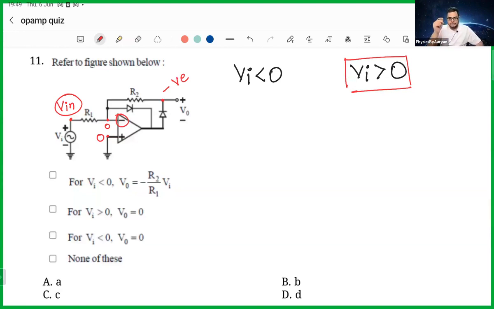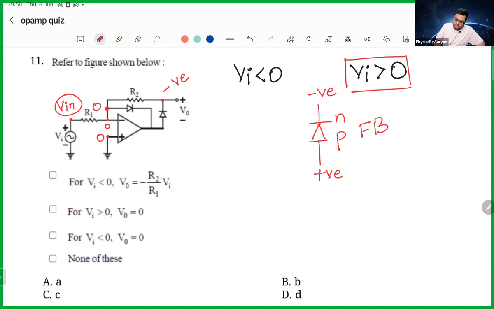Okay. If this happens, then if this is 0, obviously this is also 0. And if this is negative, then this will become forward biased. Why forward biased? Because this side is N and this side is P. It's a PN diode. If the N side is connected to the negative terminal and the P side is connected to the positive terminal, then this becomes forward bias.